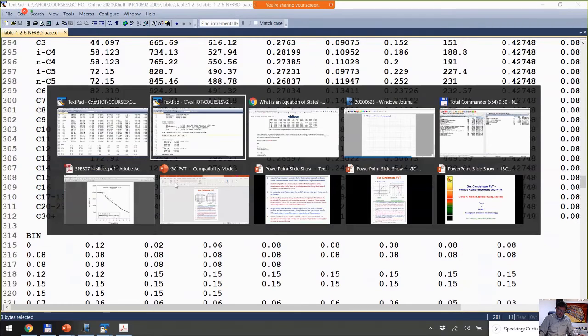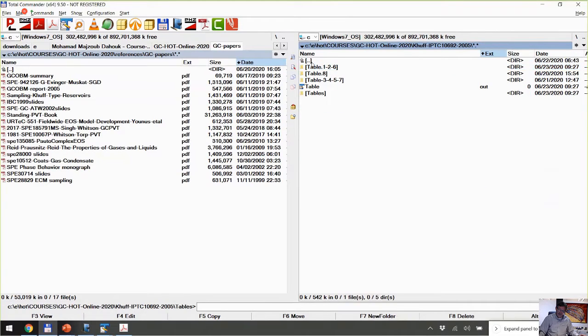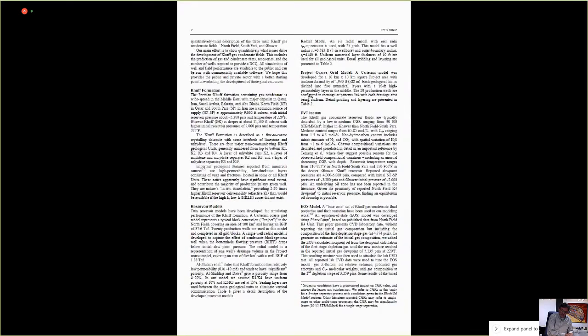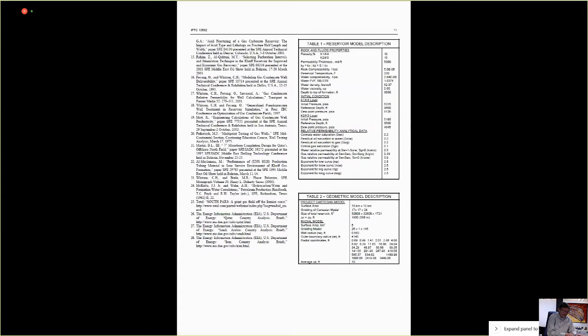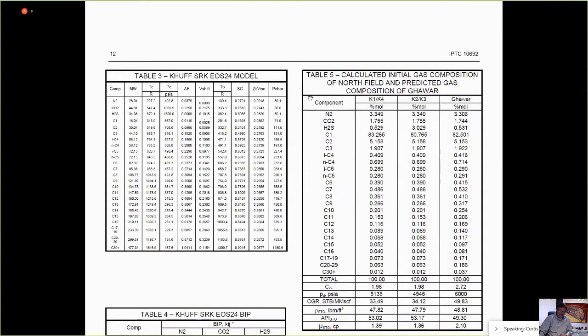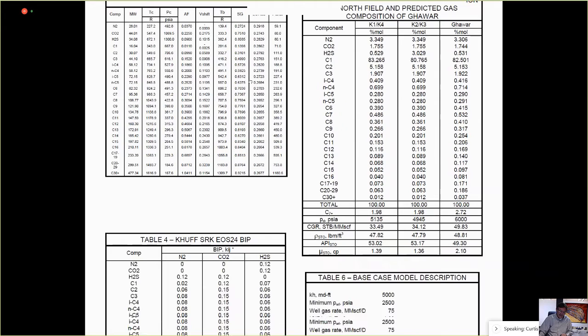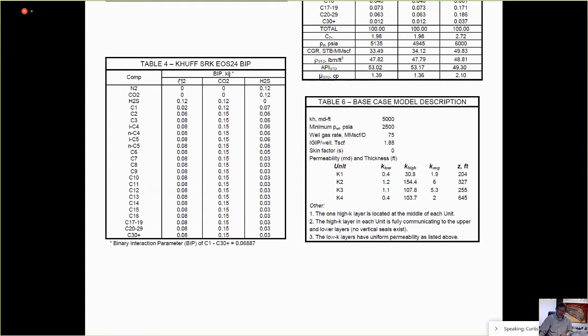Let's look at the table from the paper, a little better format. Okay, so these are the properties: molecular weight, TC, PC, acentric factor, volume shift. And then these are the BIPs. There are always non-zero BIPs for the non-hydrocarbons, H2S, and then there's one hydrocarbon BIP between methane and the C30 plus, of magnitude 0.06887. So those are the two tables for the equation of state.